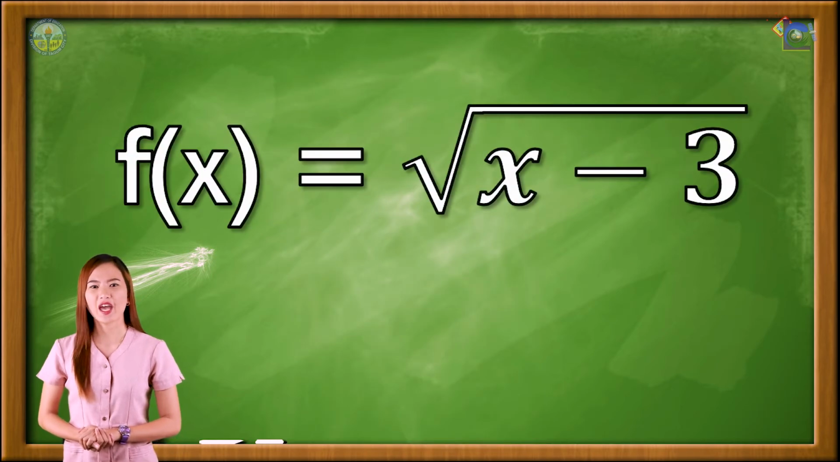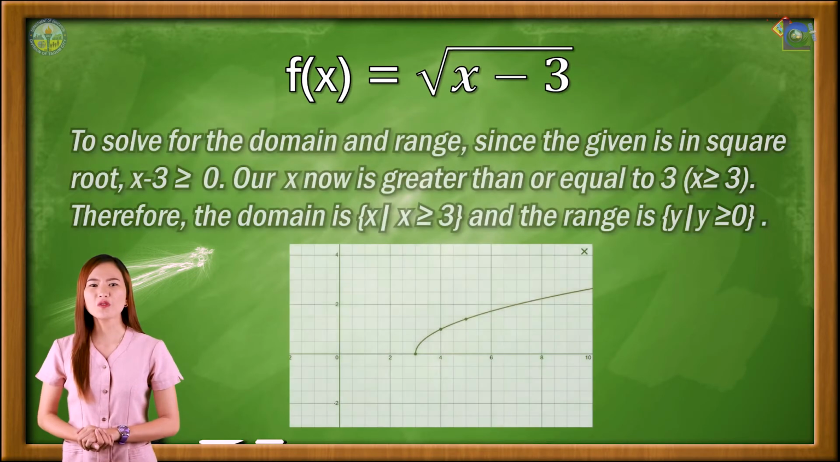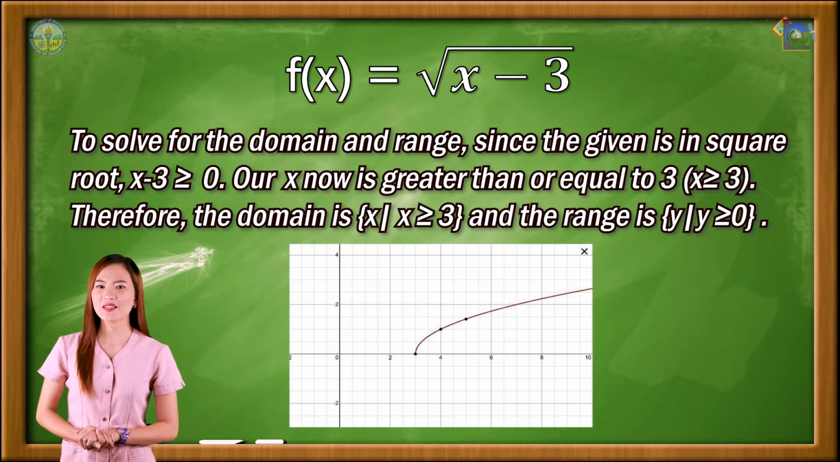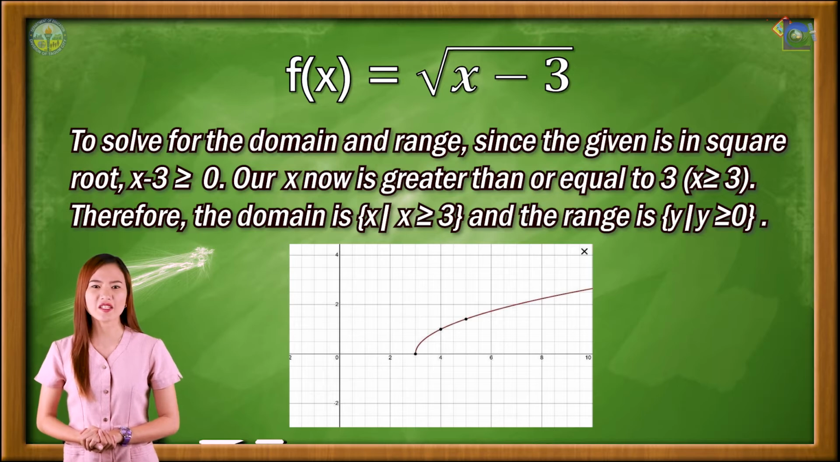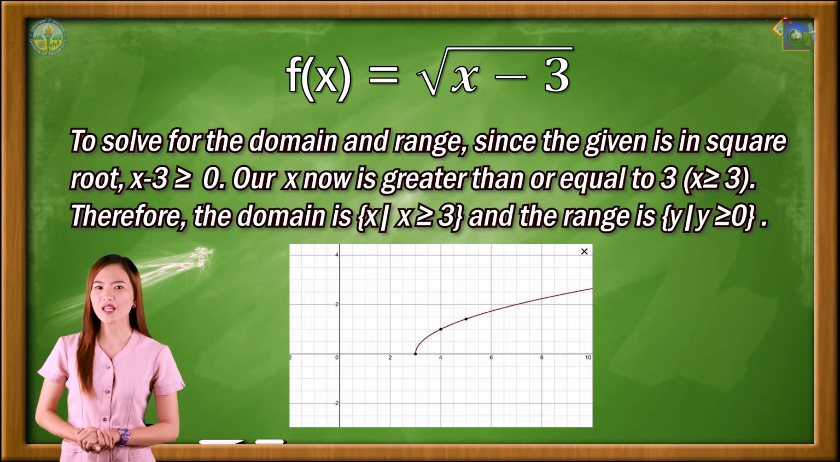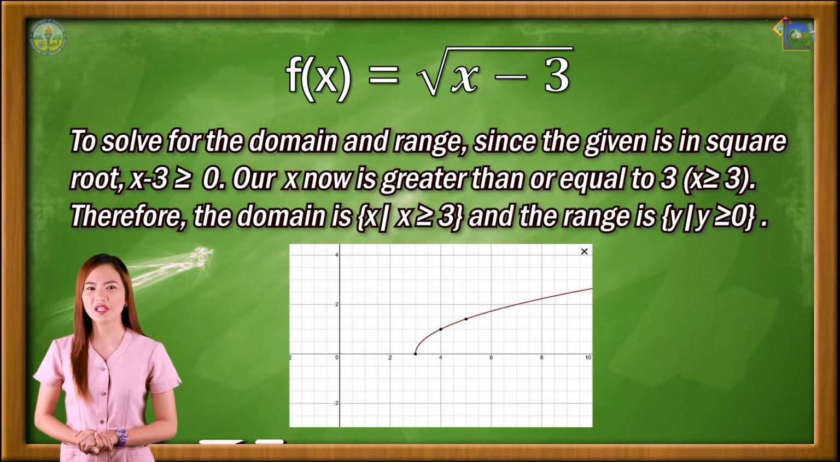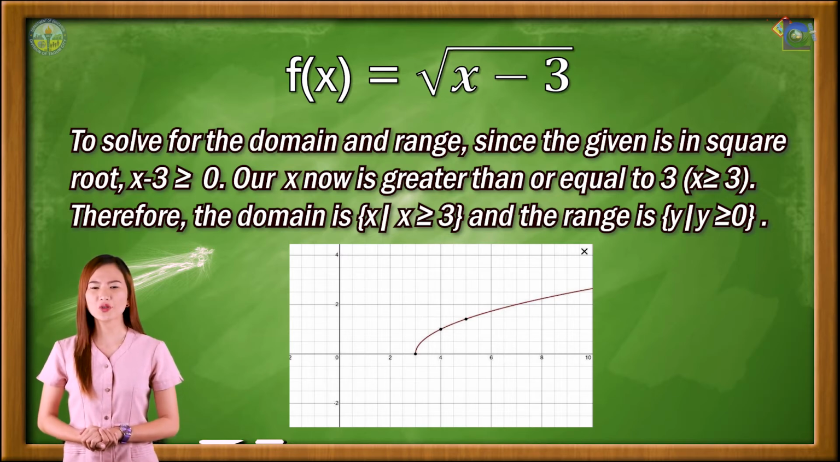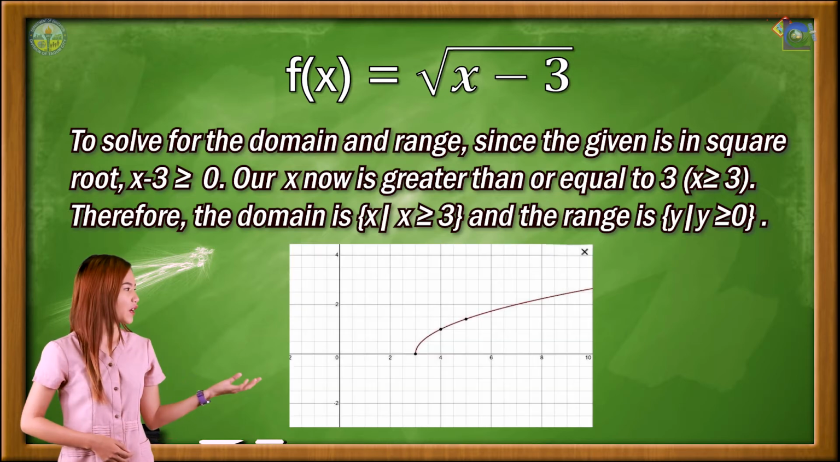Letter B. f of x equals square root of x minus 3. To solve for the domain and range, since the given is in square root, x minus 3 is greater than or equal to 0. Our x now is greater than or equal to 3. Therefore, the domain is the set of all x such that x is greater than or equal to 3. And the range is the set of all y such that y is greater than or equal to 0, as you can see from the graph.